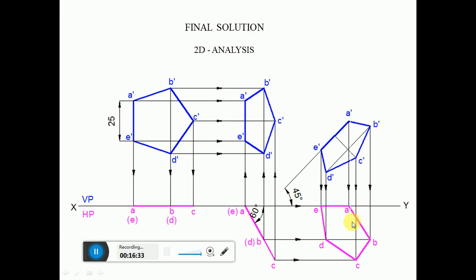Then join A to B, B to C, C to D, D to E and E to A with a dark line. This is how we will be able to write the final solution. But to check whether we have satisfied all the conditions: a pentagonal lamina of 25 mm side is resting on one of its sides on VP, such that the surface makes an angle of 60 degrees to VP, and the edge which is resting on VP is inclined at 45 degrees to HP. Since we have satisfied all the conditions, the problem is right.